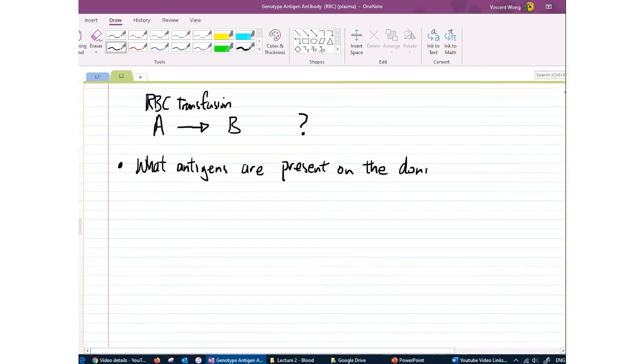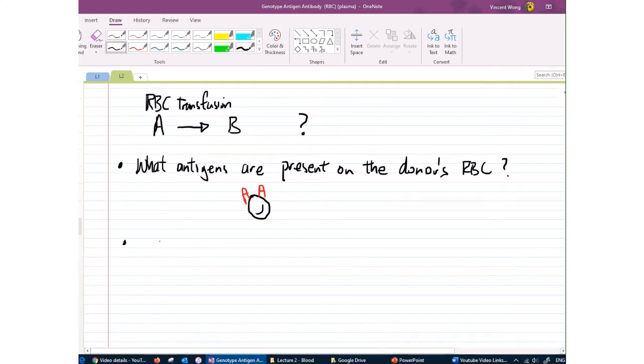You want to know what antigens are going to be found on the donor's RBC. So in this case, the donor is a type A person. If I have to draw it out, then we are going to have some A antigen on the donor's RBC. So that's easy enough.